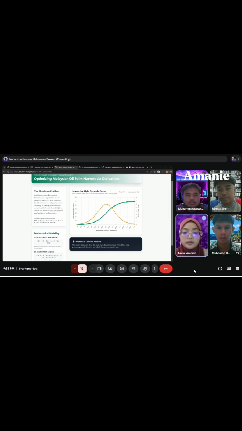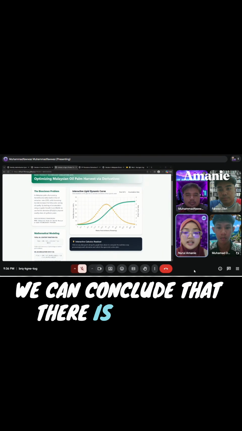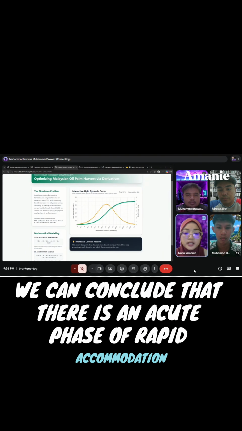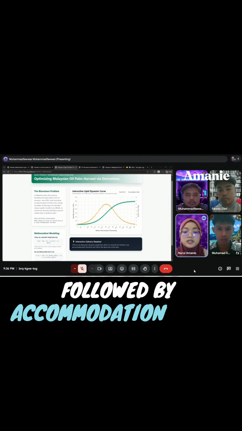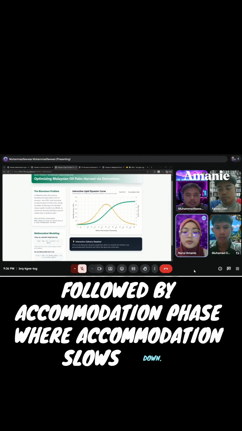From this graph, we can conclude that there is an active phase of lipid accumulation followed by a maturation phase where accumulation slows down.